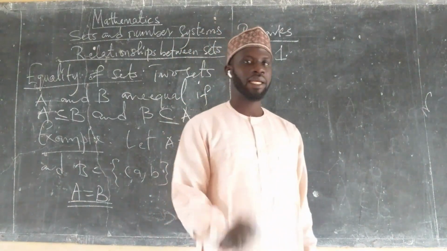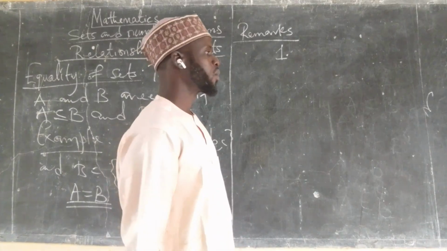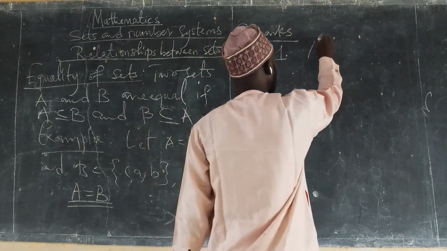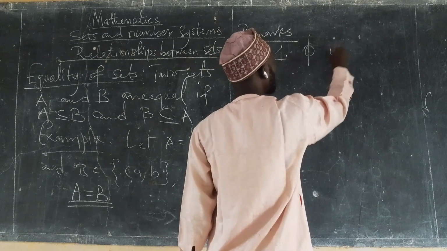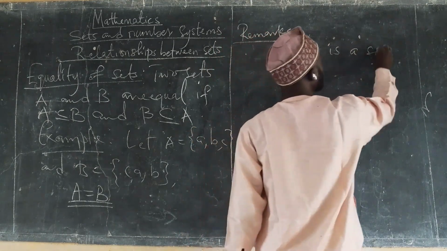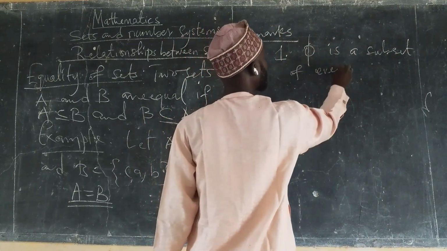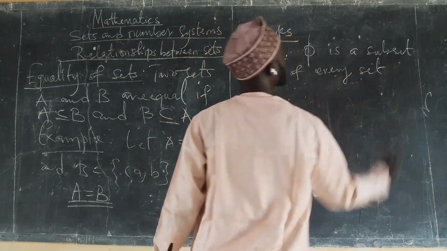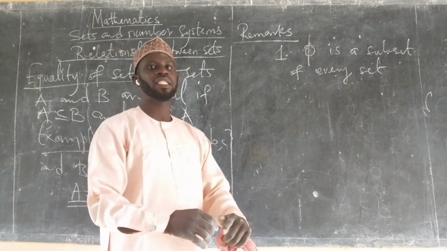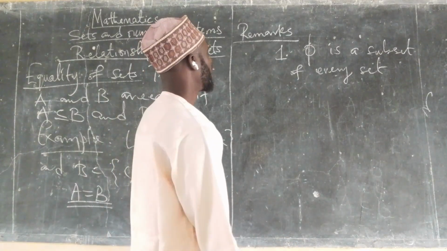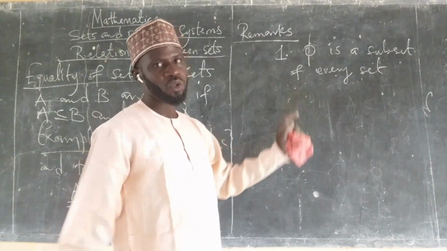Here we have some remarks regarding subsets. 1. We all know that the empty set we have defined is a subset of every set. Given any set, the empty set is a subset of every set. So for all sets A, the empty set is a subset of A.